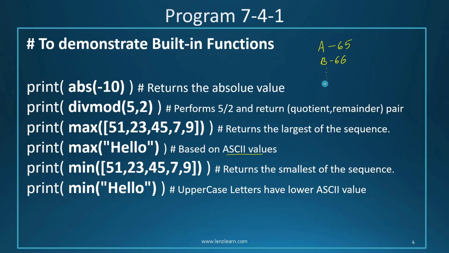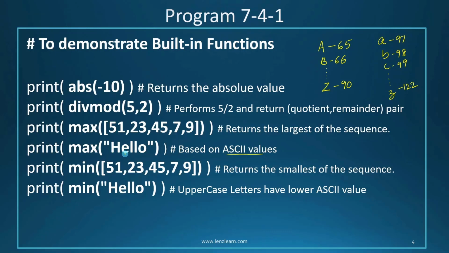It goes all the way up till capital Z having value 90. Now small a starts at 97, so small b will be 98, small c will be 99. It will go all the way up till small z, and that is given value 122. So this max value will check which character has the maximum ASCII value. Here you can see all capital letters have ASCII value less than all small letters.